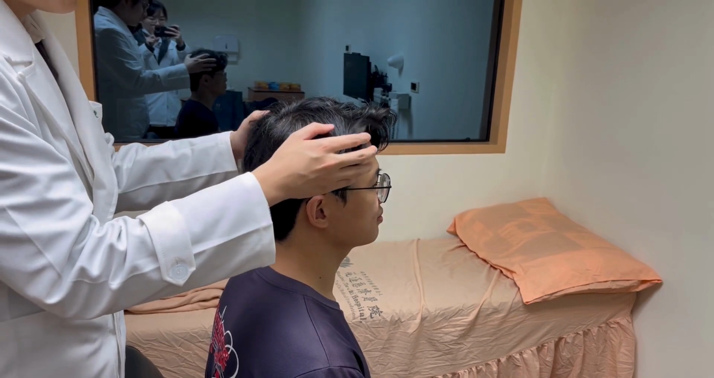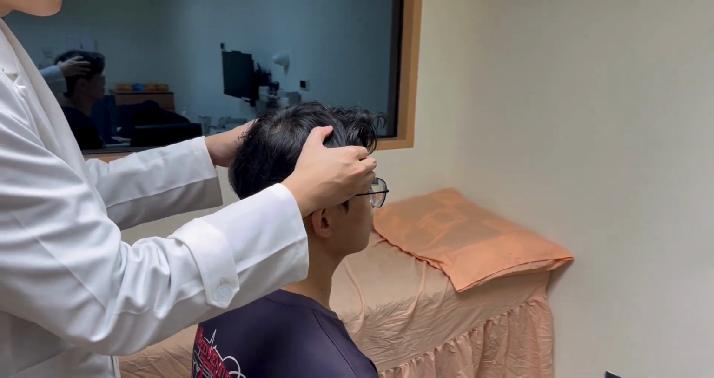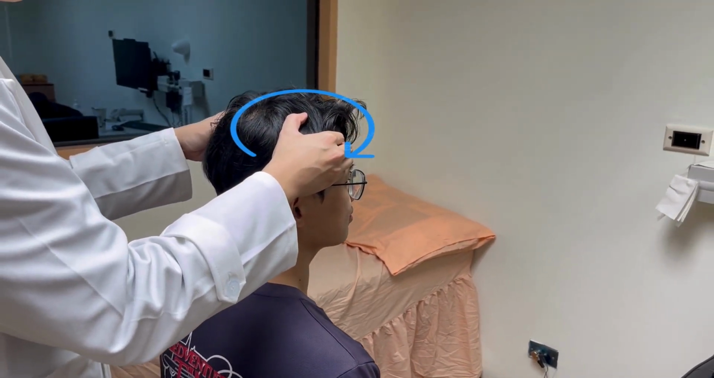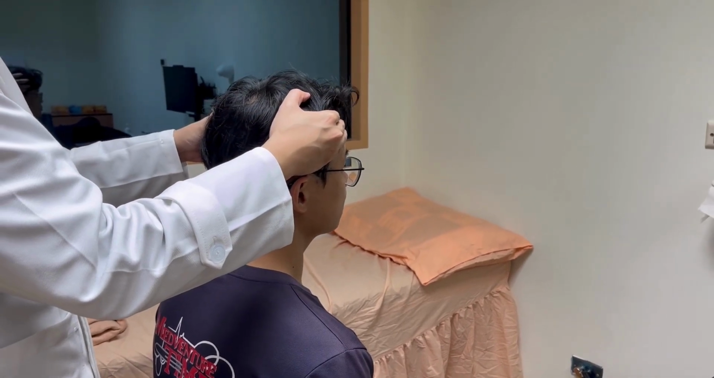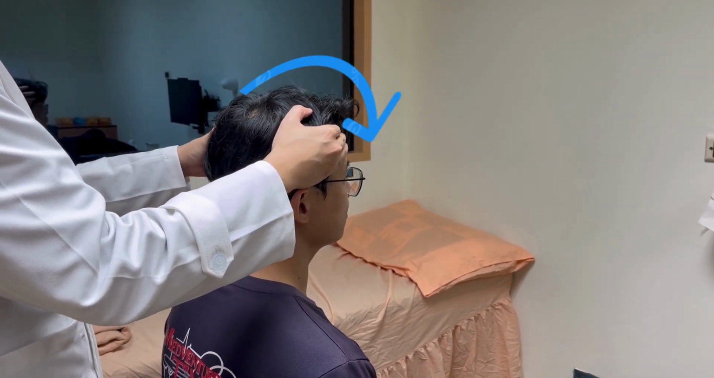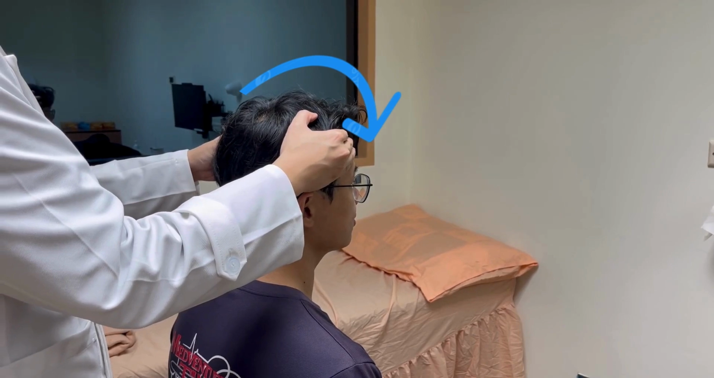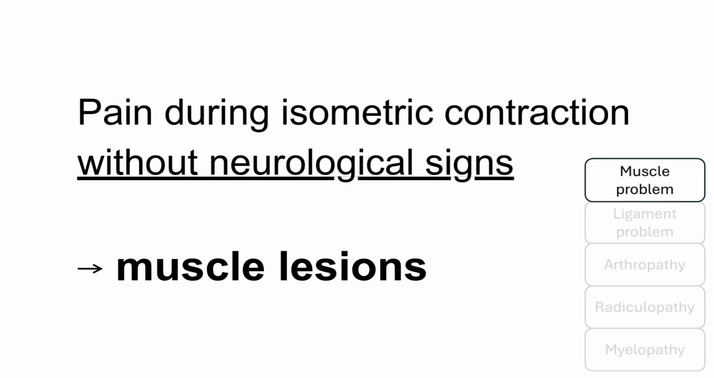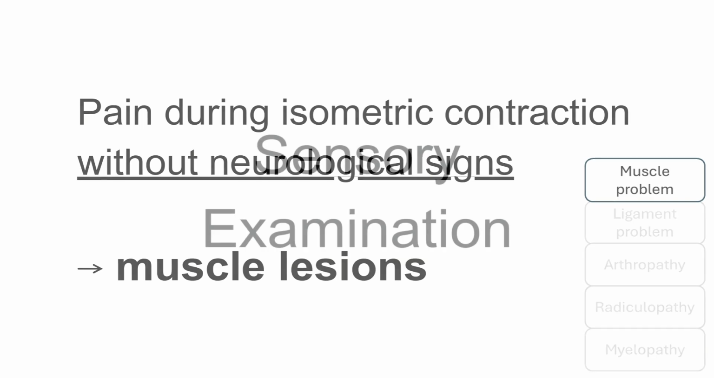For head rotation, place your hand on the side of their head and resist as they turn it left and right. For lateral flexion, place one hand on the side of the head and resist as they try to bend toward that side. Pain during isometric contraction without neurological signs often suggests muscle lesions.